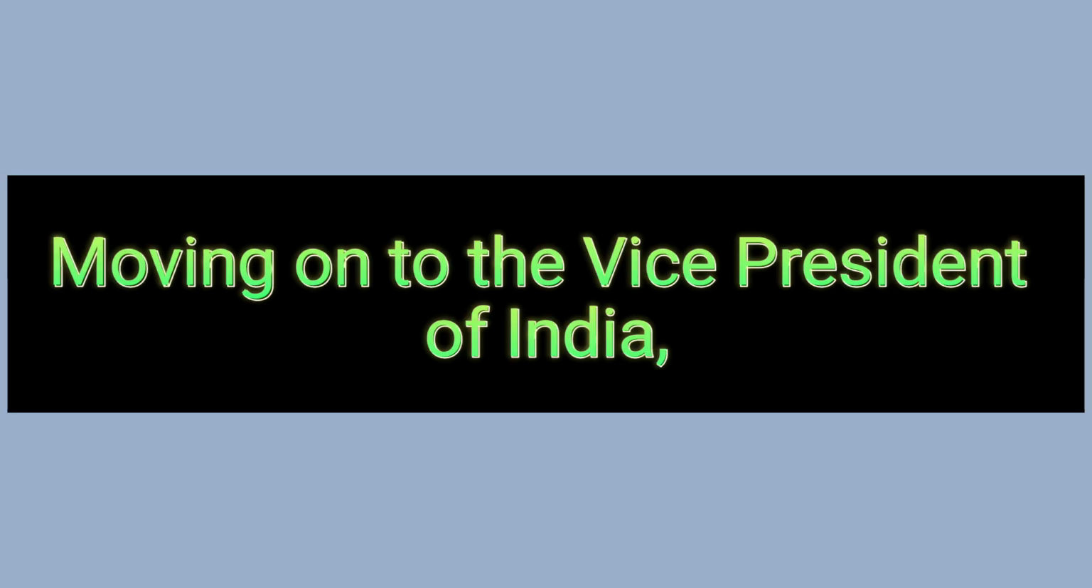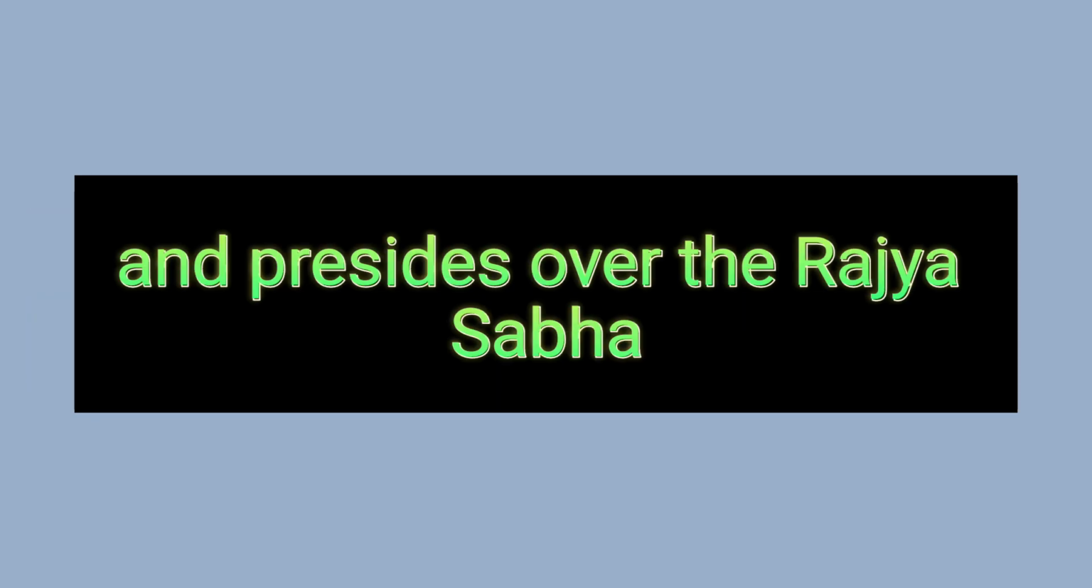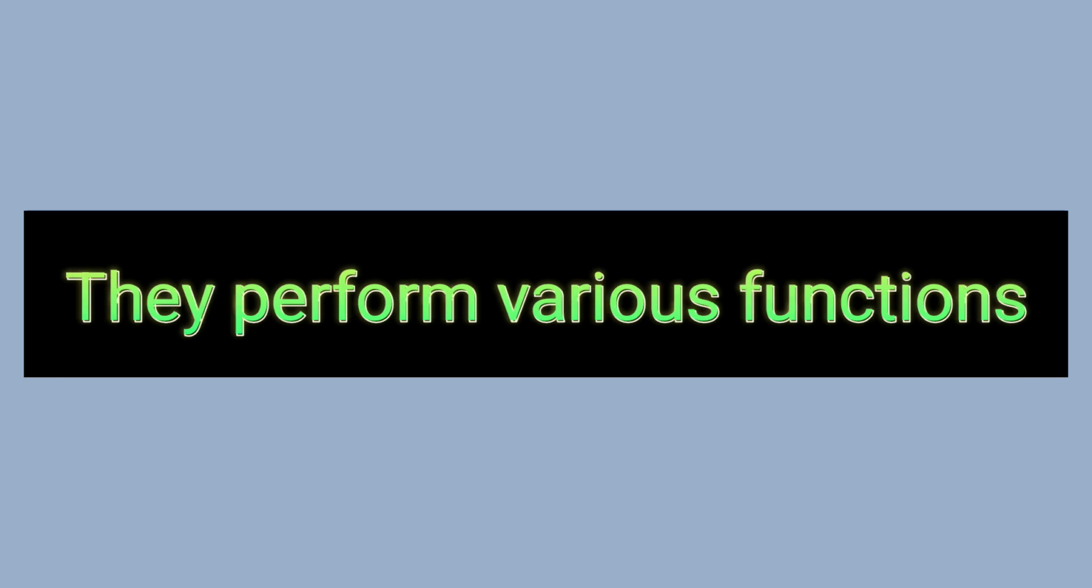Moving on to the Vice President of India, it's essential to acknowledge the role they play in the political system. The Vice President is elected by an electoral college consisting of members of both Houses of Parliament and presides over the Rajya Sabha, the upper house of Parliament. They perform various functions when the president is unable to discharge their duties and play a crucial role in maintaining the smooth functioning of the parliament as a bridge between the government and the legislature.